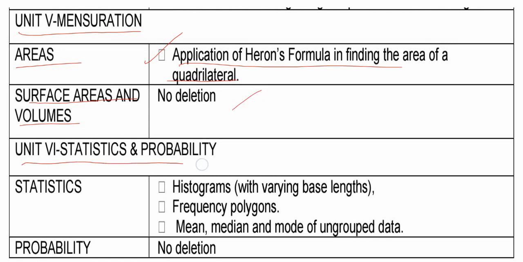Unit 6, statistics and probability. In statistics, three topics deleted: histograms, frequency polygons, mean, median and mode of ungrouped data. Next one, probability. In probability, there is no deletion. This is about class 9. The topics that are deleted, please note down. Accordingly you practice. Let's see class 10.